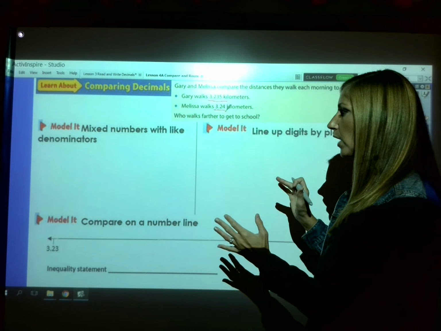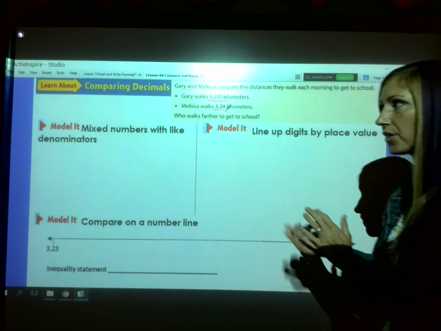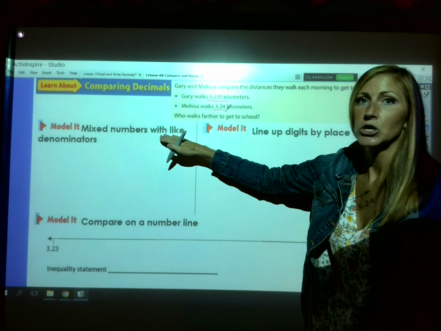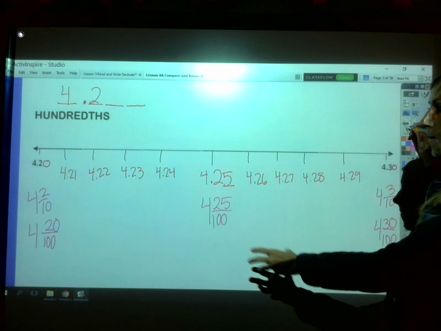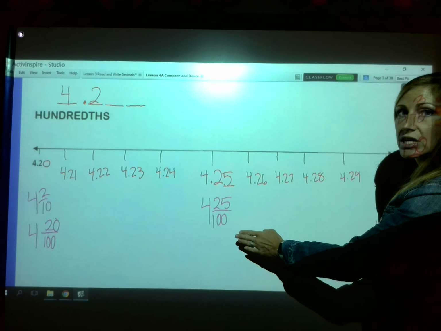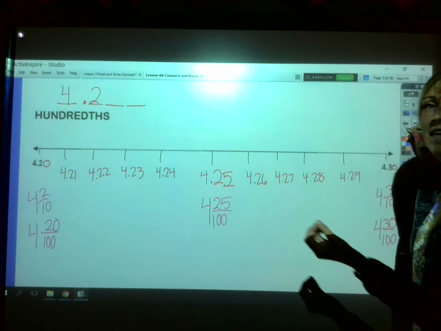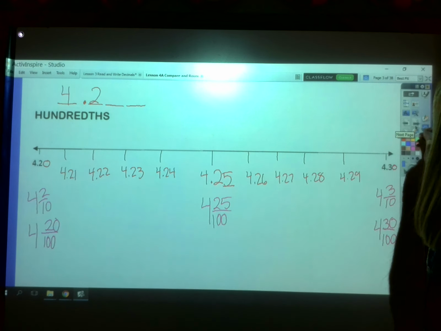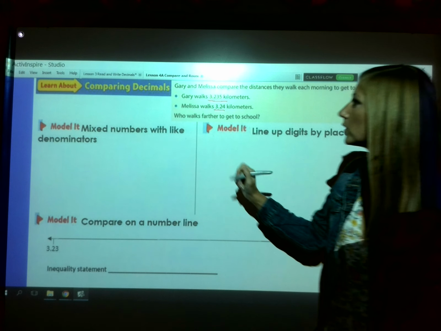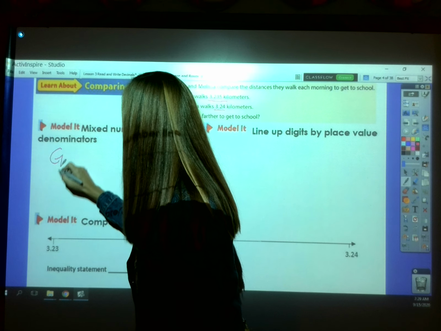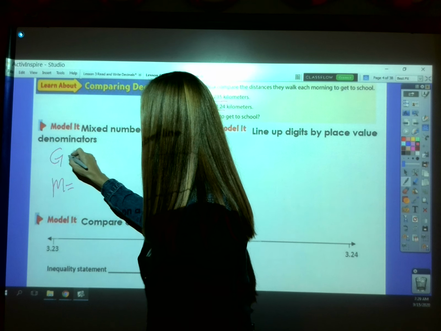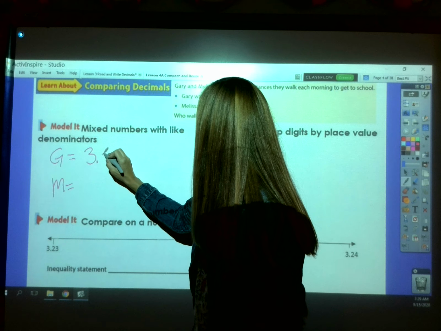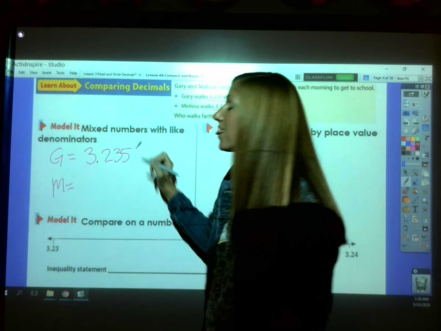So we have 2 different ways, actually 3 different ways we can model this. The first way is mixed numbers with like denominators. So going back to thinking about changing decimals into fractions, but being the same amount of pieces in denominators in order to compare them. So when we look at this, I have Gary and I have Melissa. And Gary did his walk for 3 and 235 thousandths.